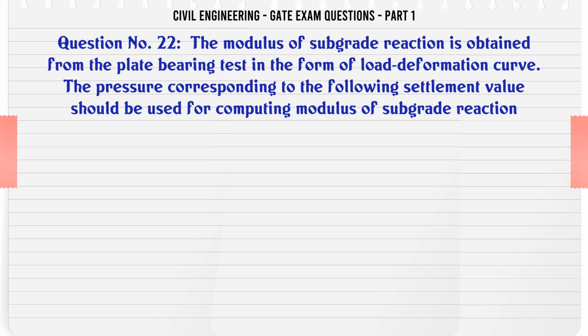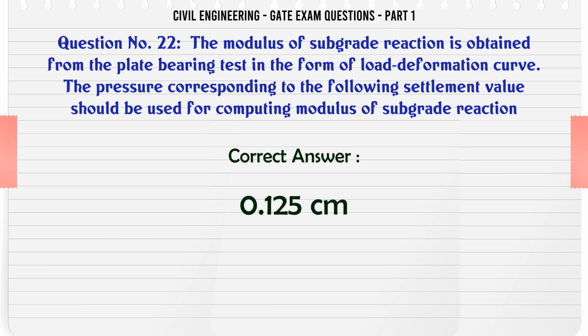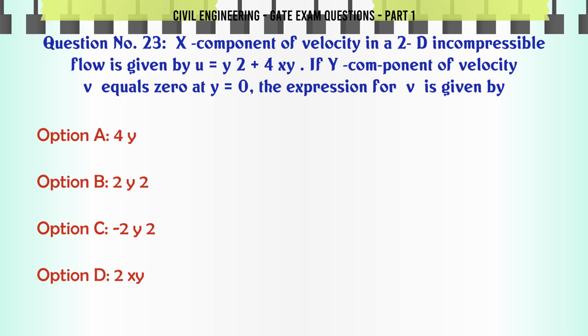The modulus of subgrade reaction is obtained from the plate bearing test in the form of load-deformation curve. The pressure corresponding to the following settlement value should be used for computing modulus of subgrade reaction: A. 0.375 cm, B. 0.175 cm, C. 0.125 cm, D. 0.250 cm. The correct answer is 0.125 cm.